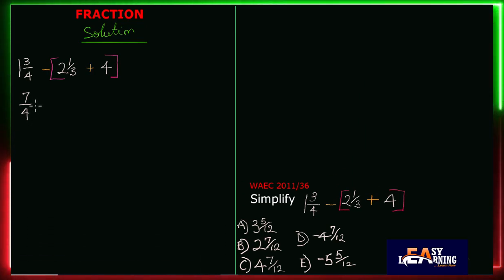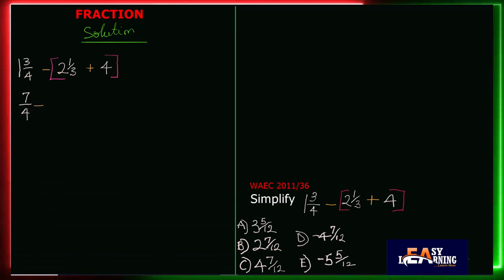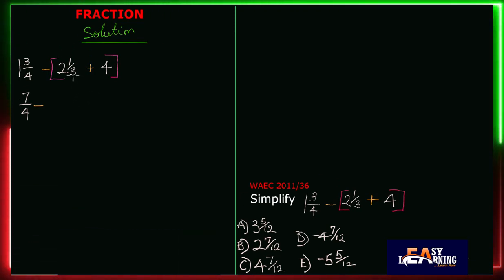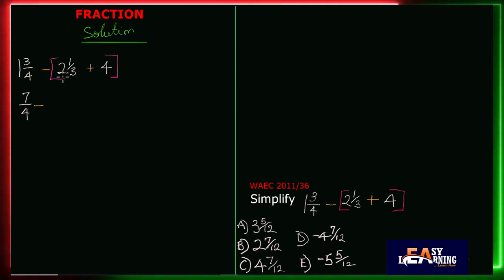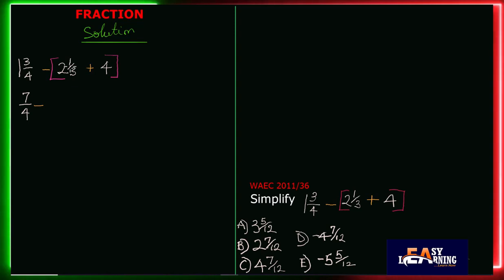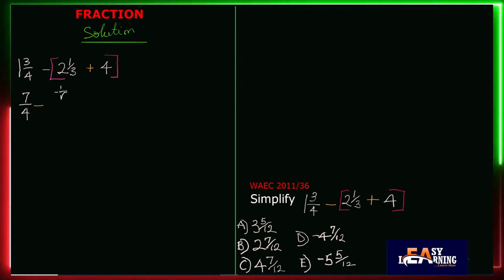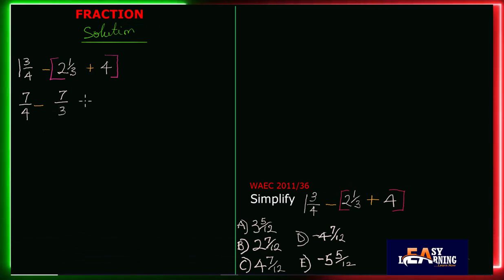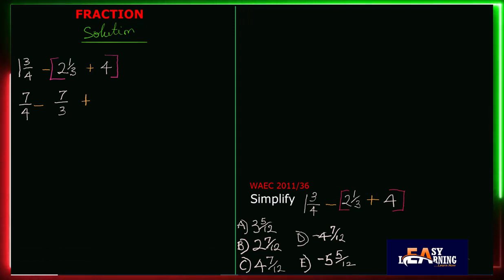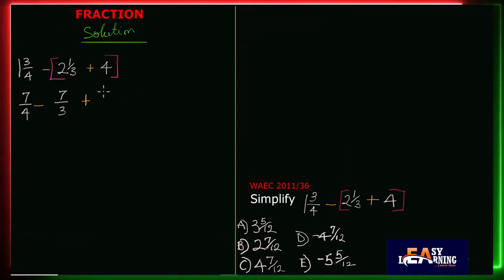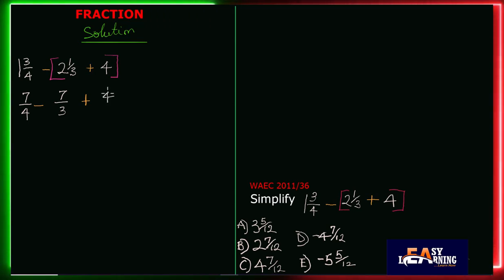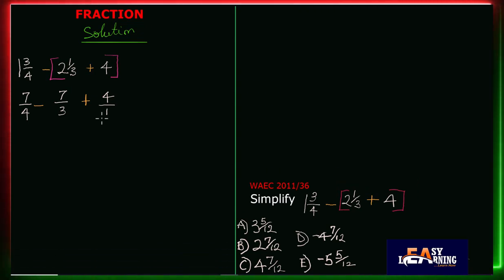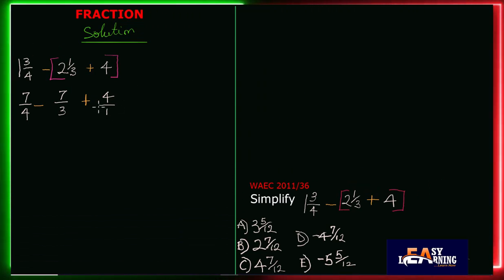Let's bring down our subtraction sign. Now we move to the next mixed number to change it. 3 times 2 is 6. 6 plus 1 is 7. So here we have 7/3. We are done changing our mixed numbers, and then we bring down the whole number. Now, this whole number 4 here is the same thing as saying 4/1.